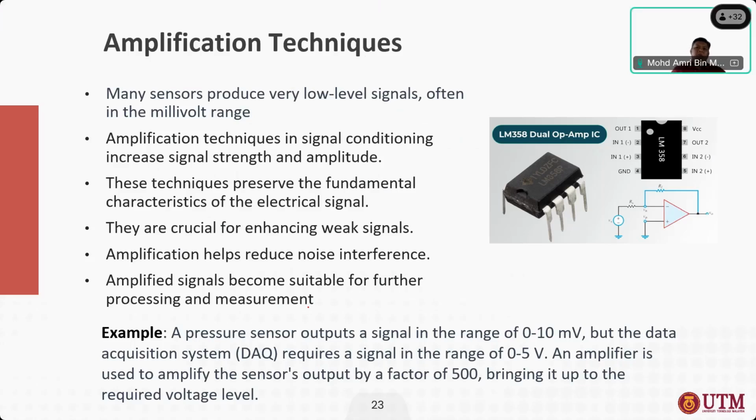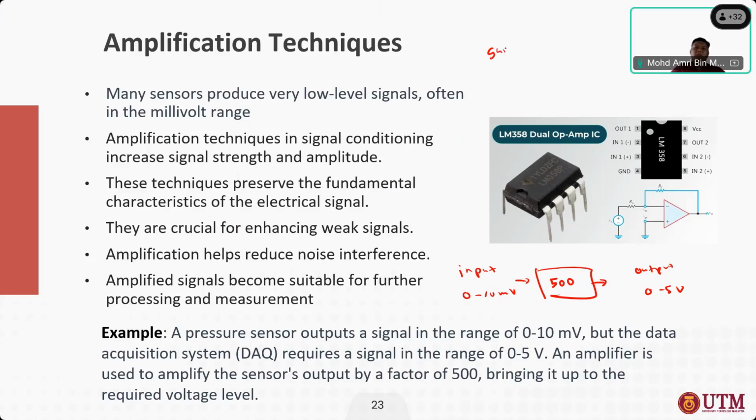For example, if we have a pressure sensor, okay, the output is between 0 to 10 millivolt, and the signal needs amplification to a range between 0 to 5. So let's say the input level is 0 to 10 millivolt, but the output we need to be 0 to 5 volt, which means that the amplification gain needs to be around 500. Okay, the gain.